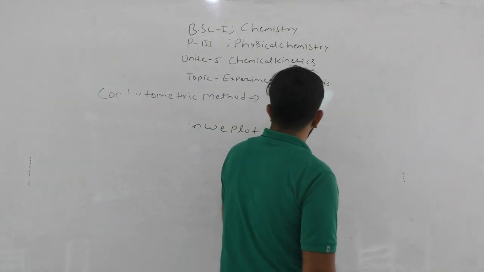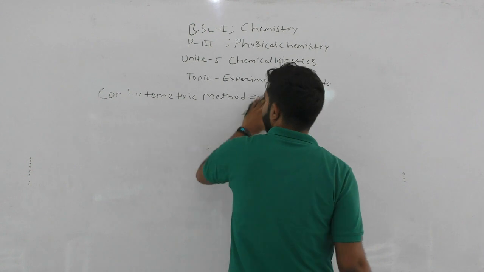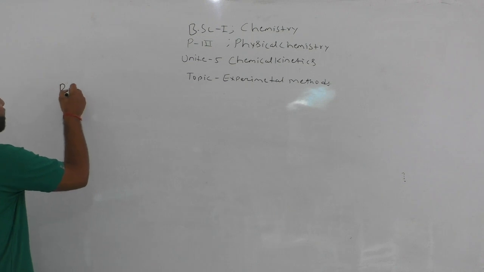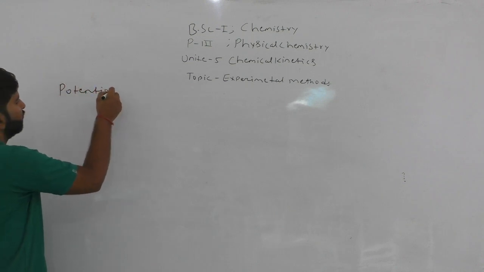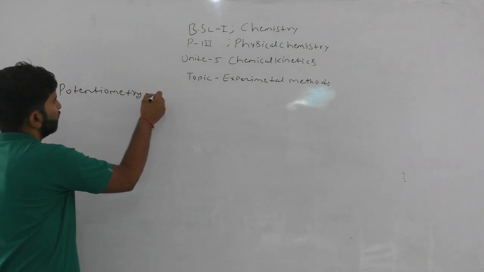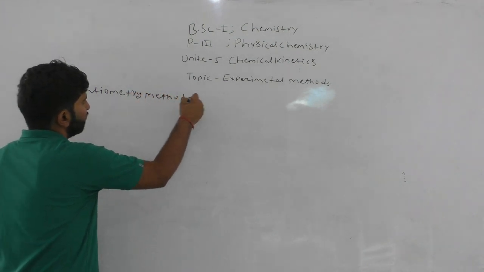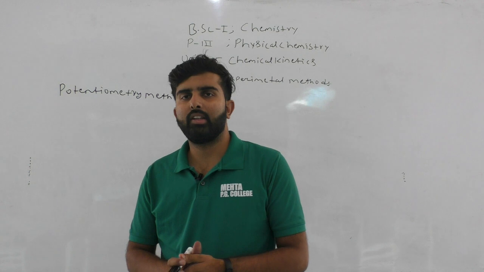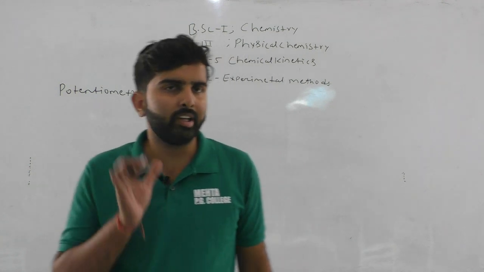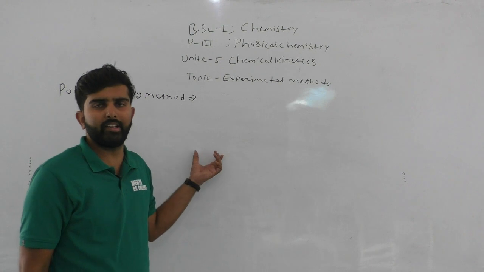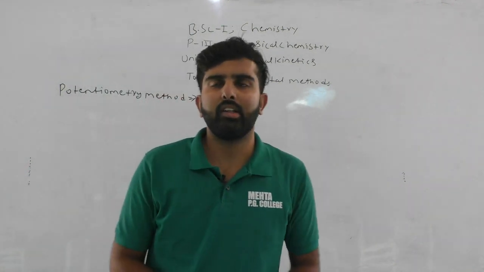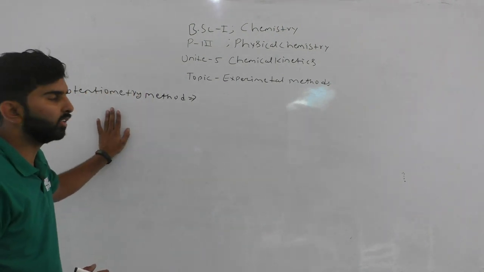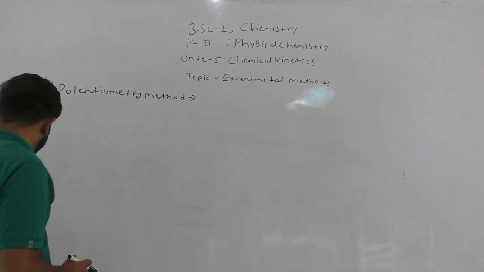Now, we move on to our second method, which is potentiometry method. Potentiometry method. This method is used for ionic reaction or quick reaction. Means in our example, if the reactions are quick and ionic, then we use the potentiometric method.